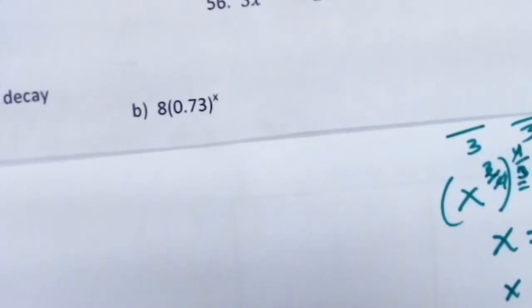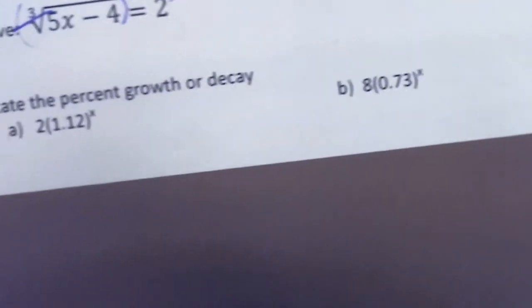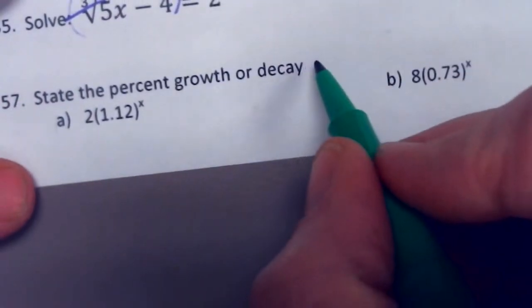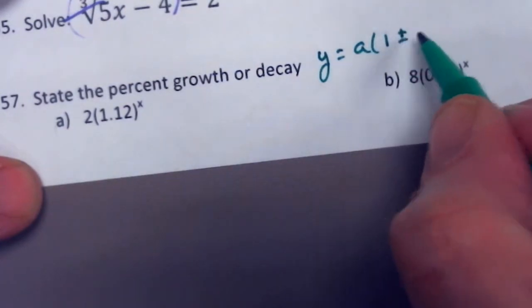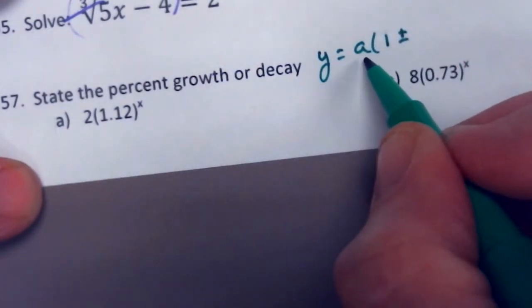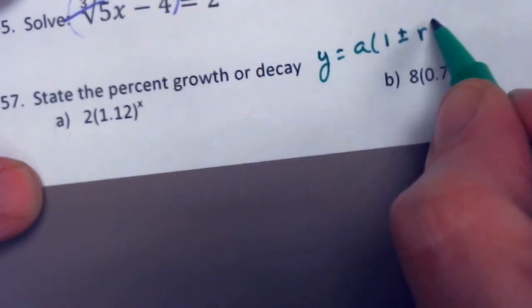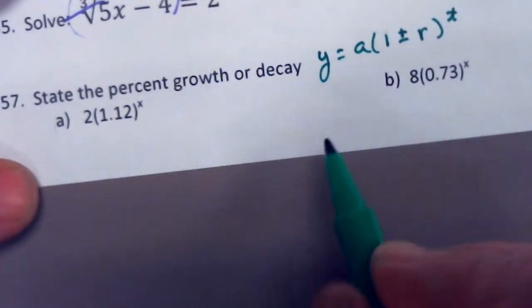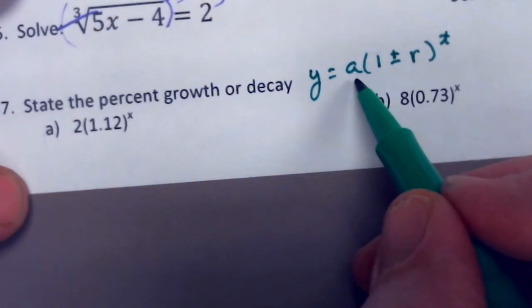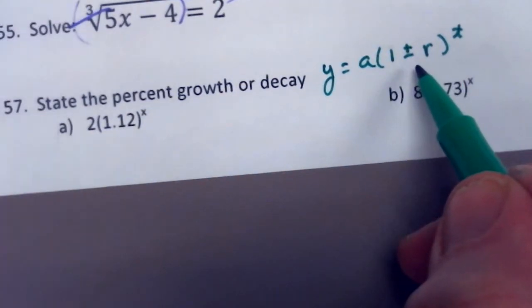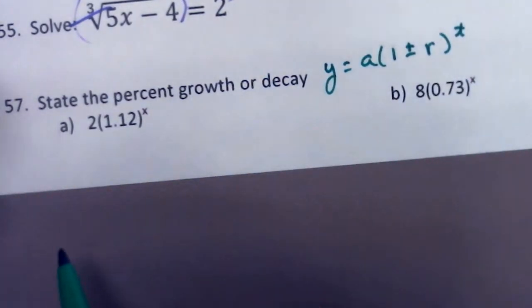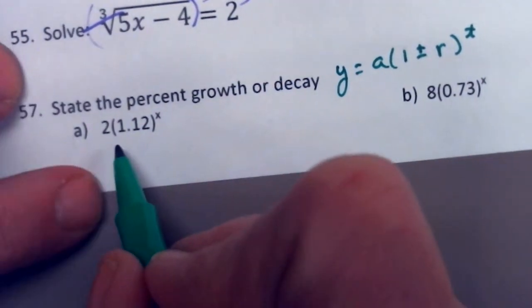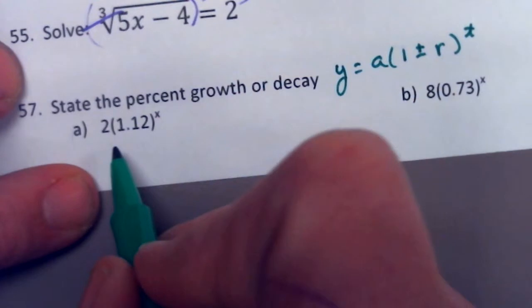Alright, moving on. State the percent growth or decay. On your note sheet you better have the standard form of a growth or decay problem. y equals a times 1 plus or minus the rate, to the t. If it's in this form, a is the initial amount, r is the rate of increase or decrease, and t is the time. Okay, so looking at this, 2 times 1.12 to the x.